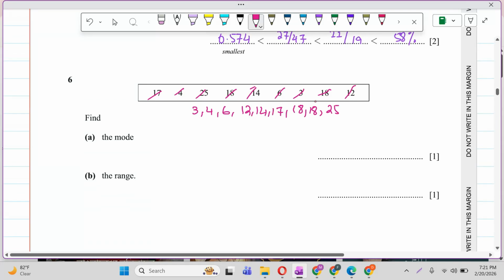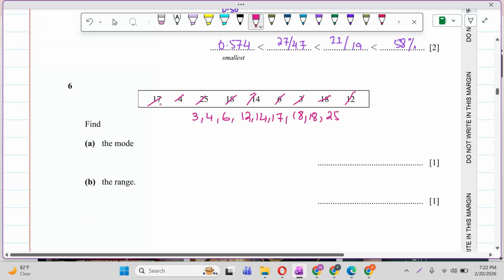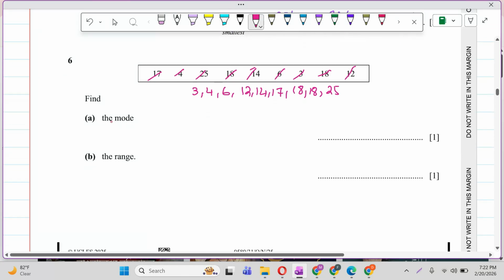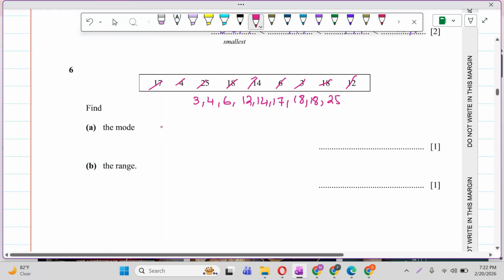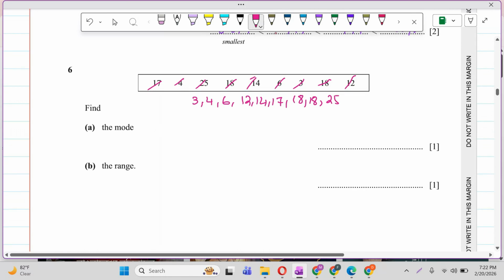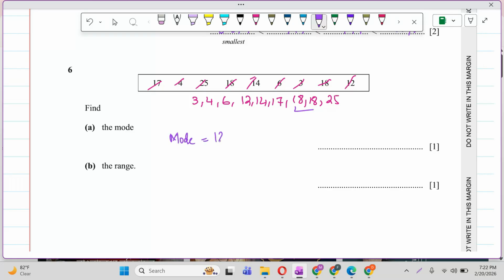Let's double check by counting: 1, 2, 3, 4, 5, 6, 7, 8, 9. Okay. Now we need to find the mode. Mode is the number which repeats most often. So there is only one number which repeats twice, which is 18. So we can say that the mode is 18.